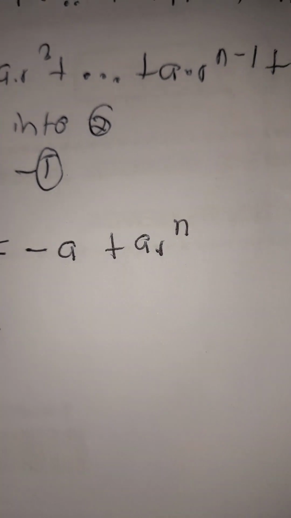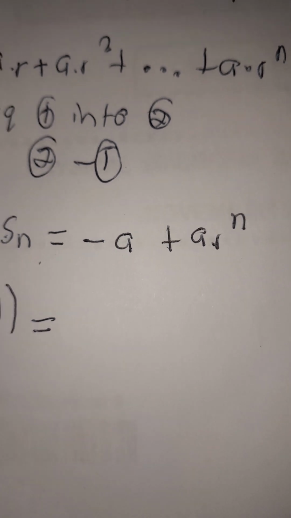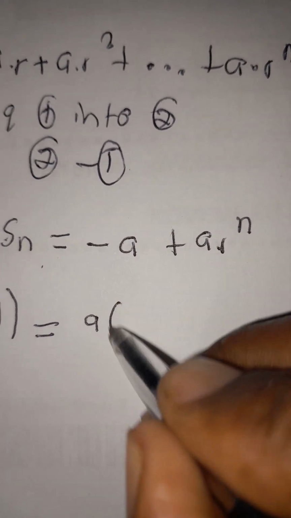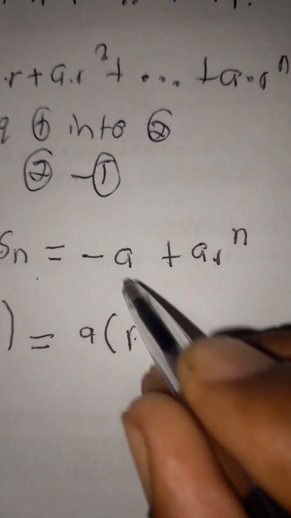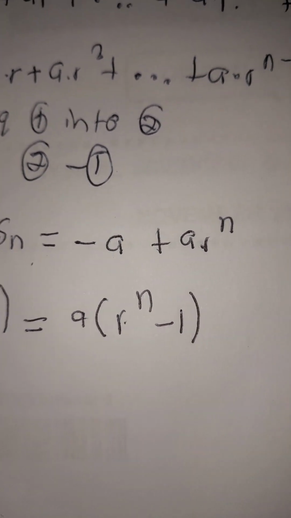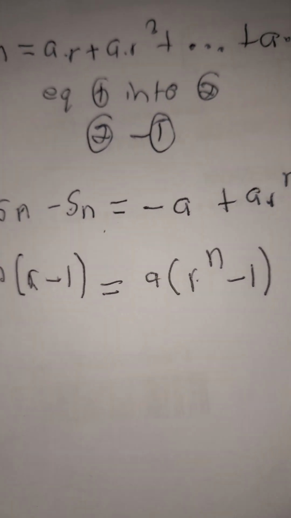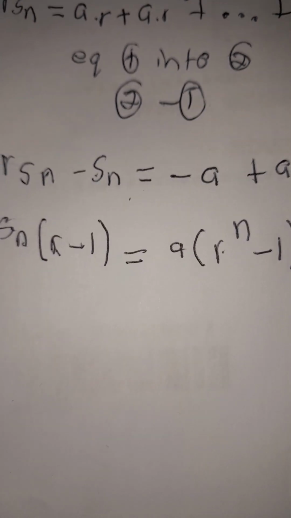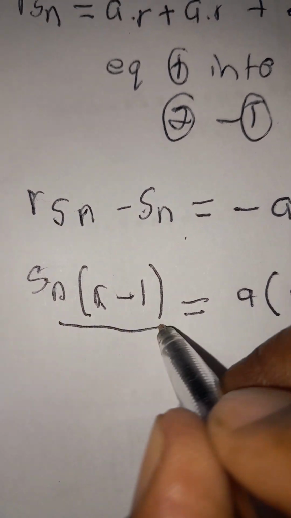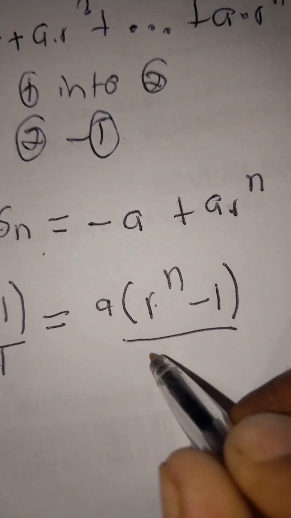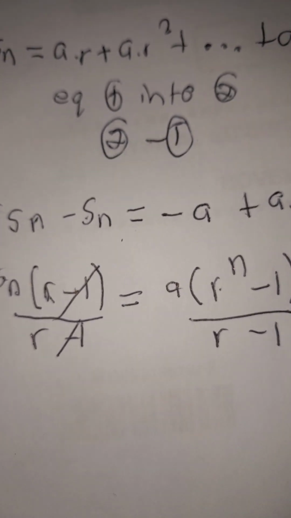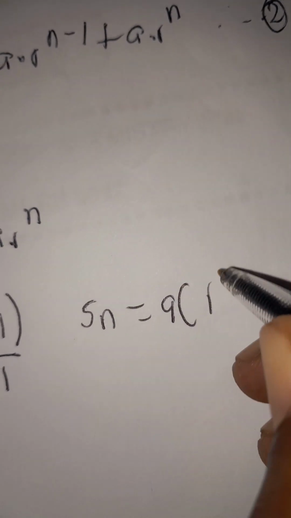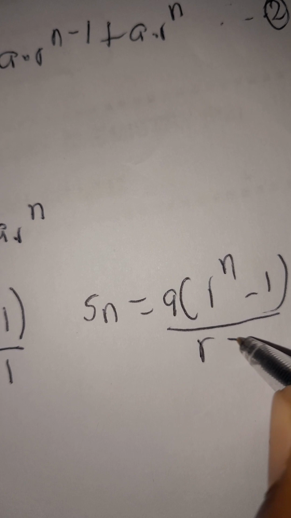Here we also have a common factor of a, so we factor out a. We'll be left with r^n, because a multiplied by r^n is ar^n. Then to get negative a, we need negative 1 here. So what we could do is make Sn the subject of the formula by dividing by r minus 1. Then we have proven this formula. We can see that Sn is now a(r^n - 1) divided by (r - 1).